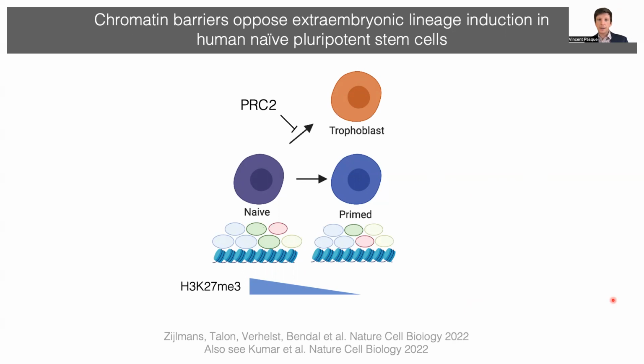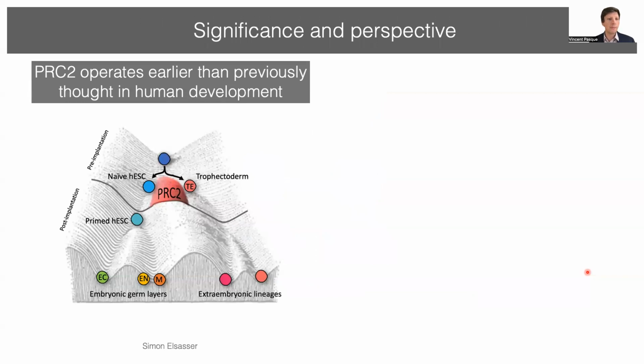Altogether, these results suggest that naive human pluripotent stem cells are not completely epigenetically unrestricted as previously assumed, but instead use chromatin regulators to oppose induction of alternative lineages. And we propose that this is one of the ways by which naive cells in an embryo might stabilize naive pluripotency against weak pro-differentiation cues during development. We knew that PRC2 is an important developmental regulator, but what we didn't know is that it acts this early in development, potentially as early as the first cell fate decision in an embryo.